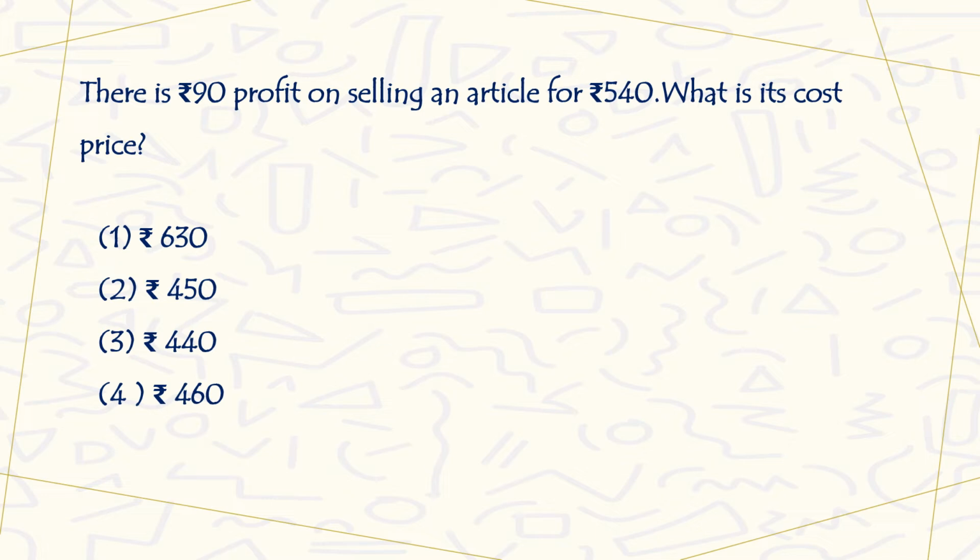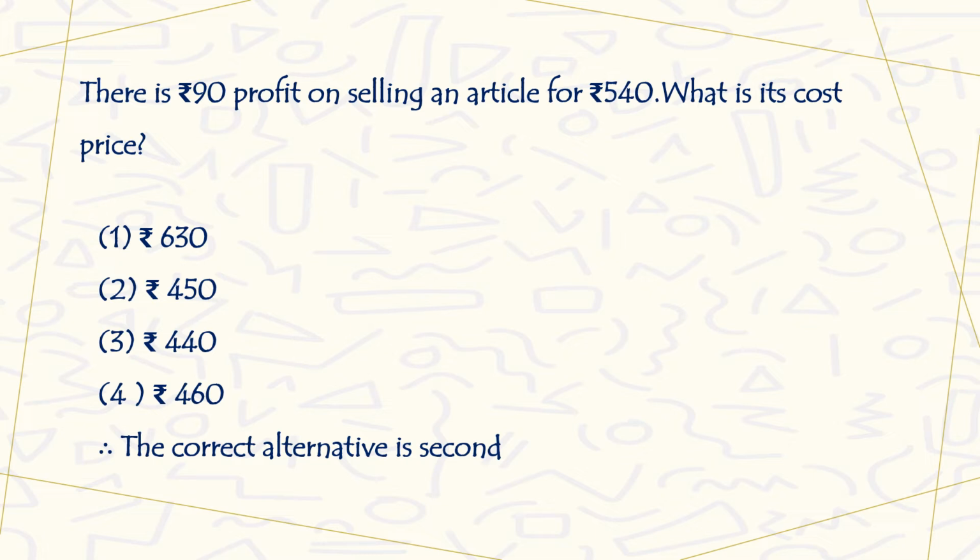There is a 90 rupees profit on selling an article for rupees 540. So I have an article, I sold it and I got 90 rupees profit over it. So what is the cost price? Means you will subtract it and get the correct alternative. Okay, so alternative number 2 is correct. How did I get it? It is very simple. You can easily do that.